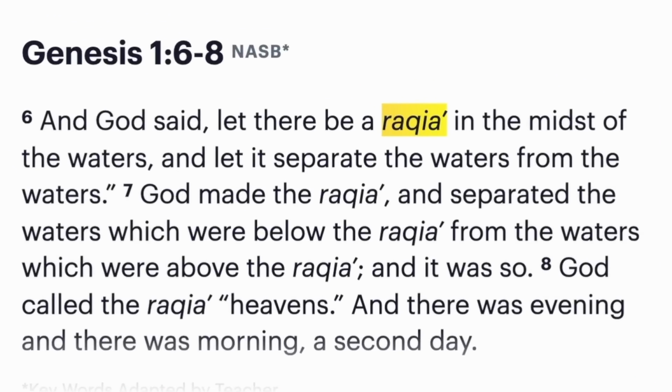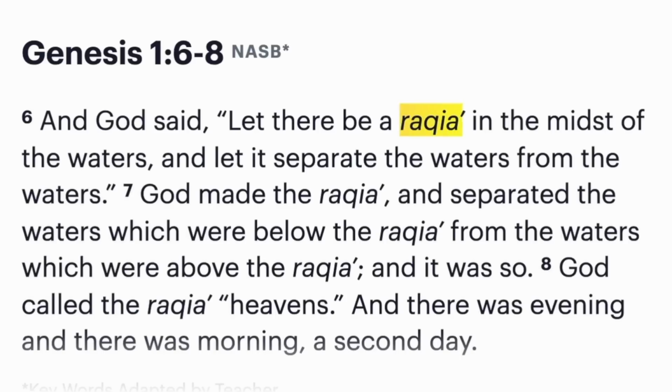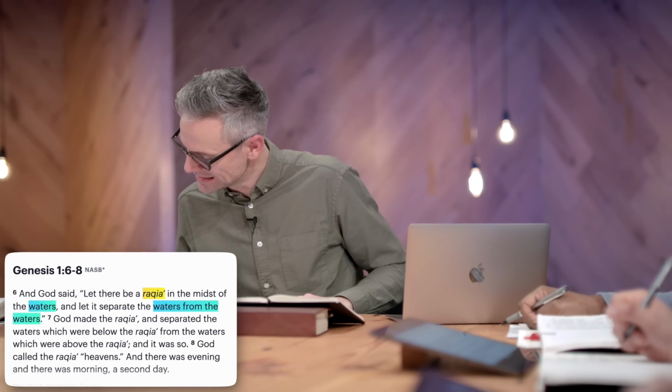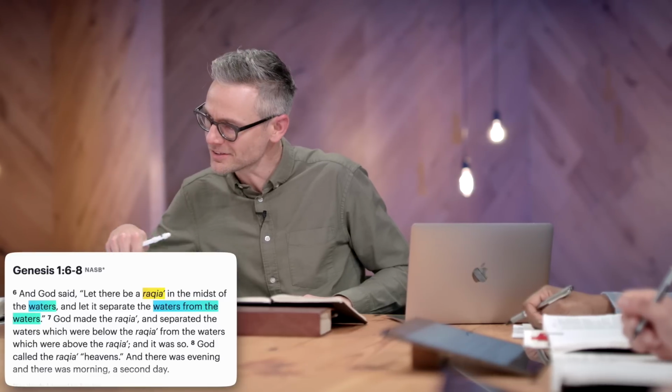So starting in verse 6, what is assumed that is already there? Water. Okay, all right. So there's waters. Let there be a raqia in the middle of the waters so that it separates waters from waters. So we're imagining that the neutral default state is just water. You brought this up earlier, Joy. So we're going to begin to build our profile of the waters.